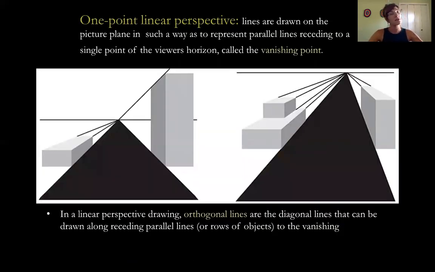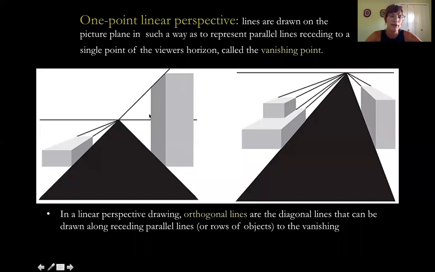1-point linear perspective is the one that we're going to focus on in this class. There's also 2- and 3-point perspectives, which come up, I think, in your book as well. These are lines that are drawn on the picture plane in such a way as to represent parallel lines receding to a single point in the background. This is the horizon line or a vanishing point.